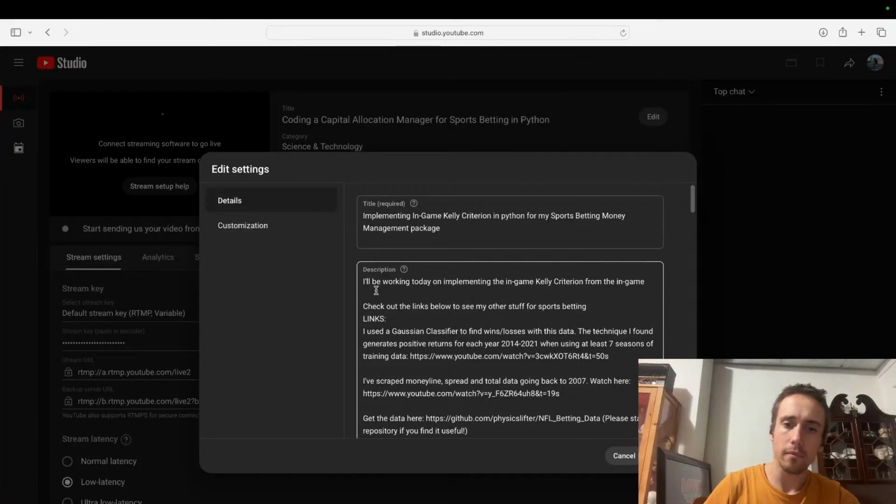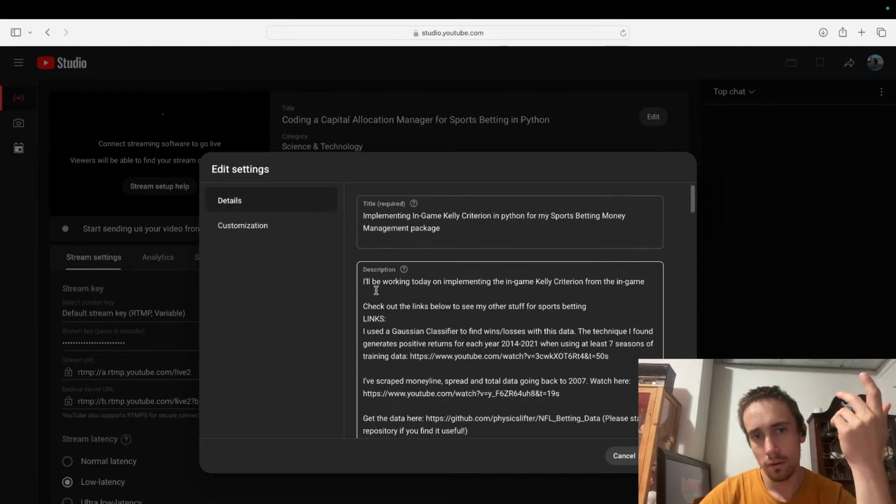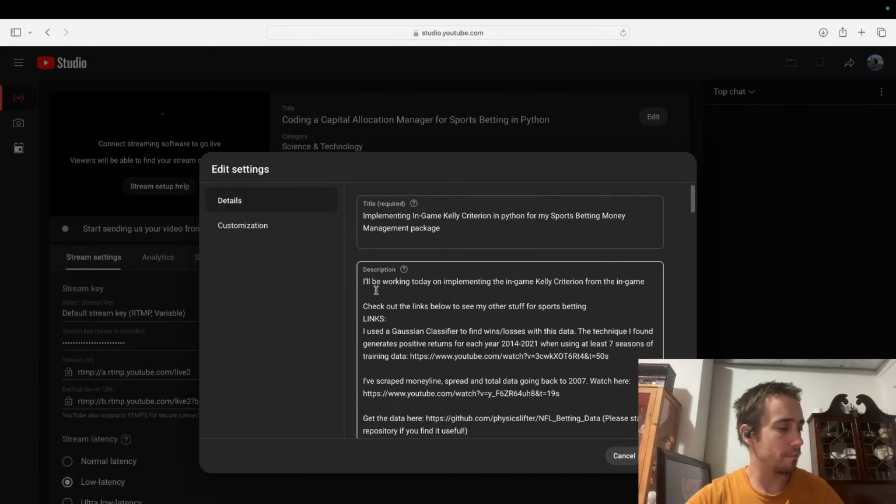Hey, so what I'm going to be working on today is implementing this in-game Kelly Criterion. The Kelly Criterion gives you, if you know the probability that the event will happen, the Kelly Criterion for betting.